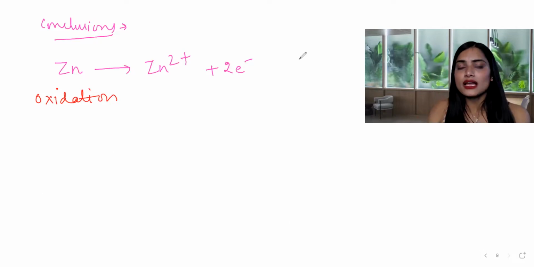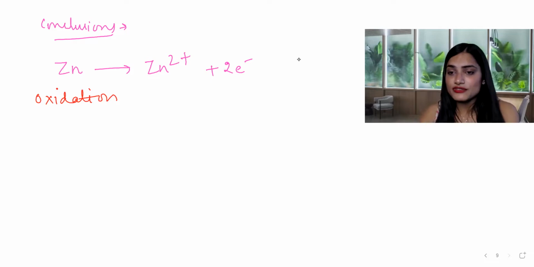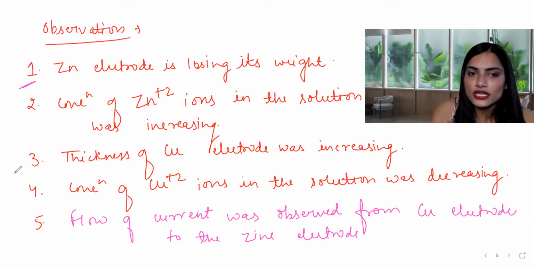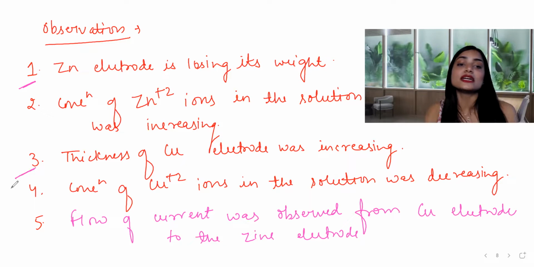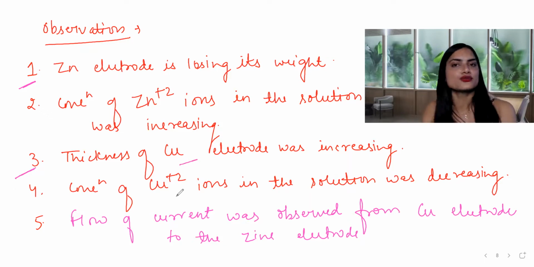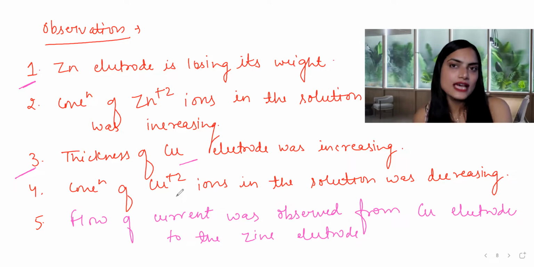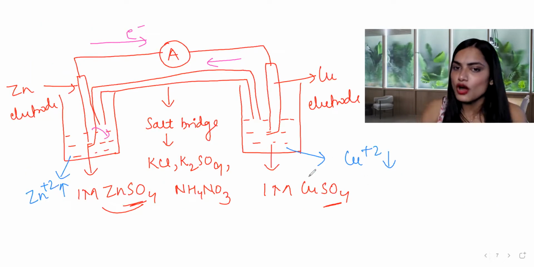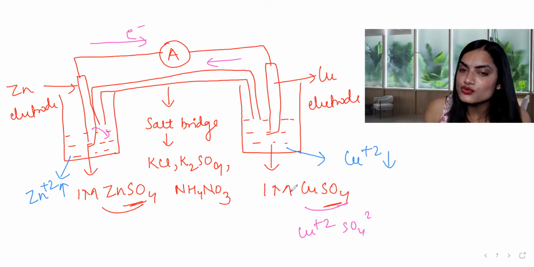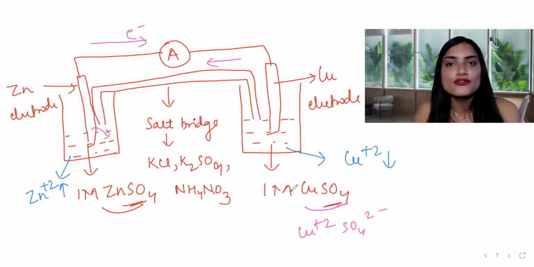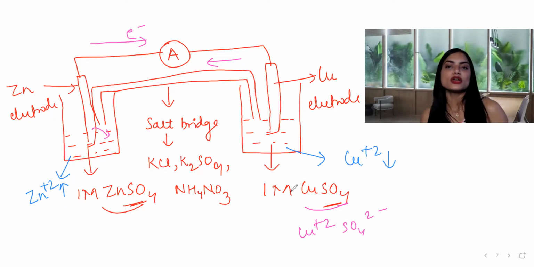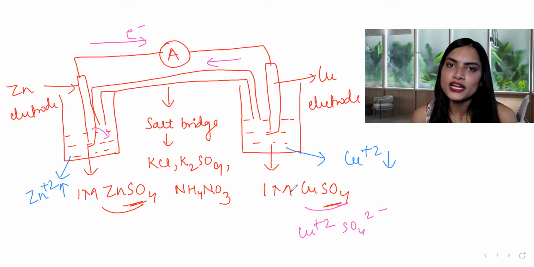Now, coming to the copper electrode, please look at this point: we have written here that it was observed that the thickness of the copper electrode was increasing. If the thickness of the copper electrode was increasing, this means that copper ions which are present in the solution, in the electrolyte, because copper sulfate has copper plus 2 ions and SO4 minus 2 ions, must be gaining electrons and depositing on the copper electrode.